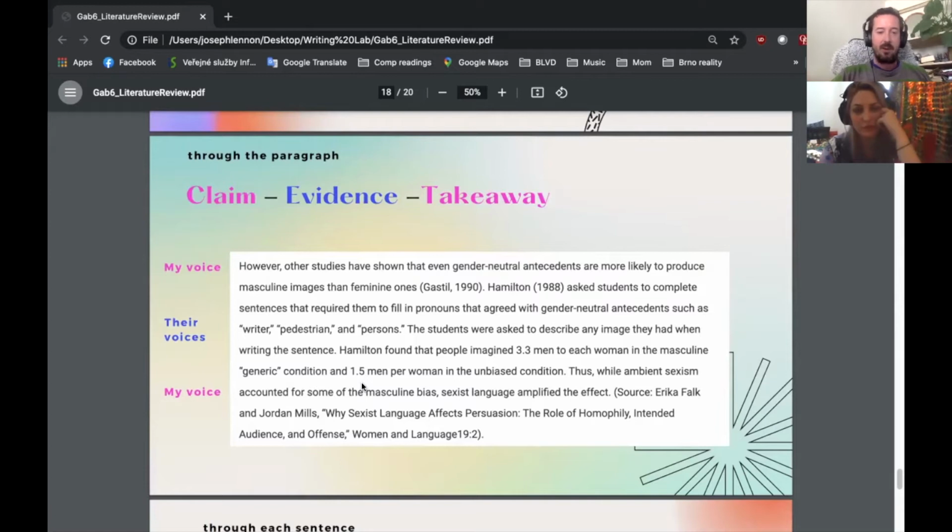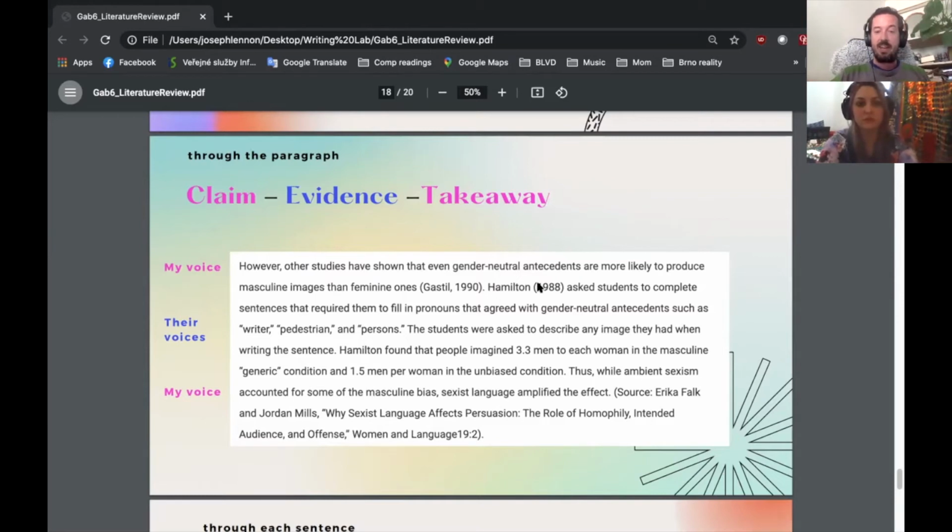I'm not going to read this out loud, but you can take a quick look at it and see. Well, I'm going to read the first sentence. So, however, other studies have shown that even gender-neutral antecedents are more likely to produce masculine images than feminine ones. This is the author giving the sort of overall summary. Actually, there's a reference there, but it's a sort of summary or synthesis of various different sources.